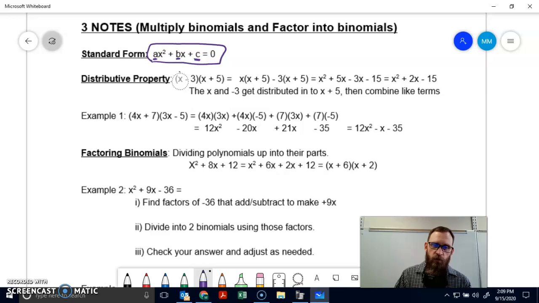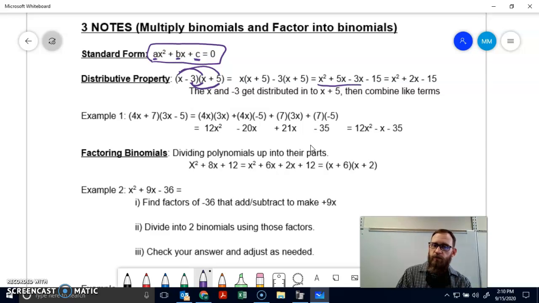Now you may have also learned this, that first outer inner last, where you multiply the first terms and then the outside terms. But look at what we just did. When I did those two, F and O, I distributed the x. And then I do the inside and then the last. And again, look at what we just did. We distributed the negative 3. So it's really the distributive property that you're doing when you do that first outer inner last from Algebra 1.